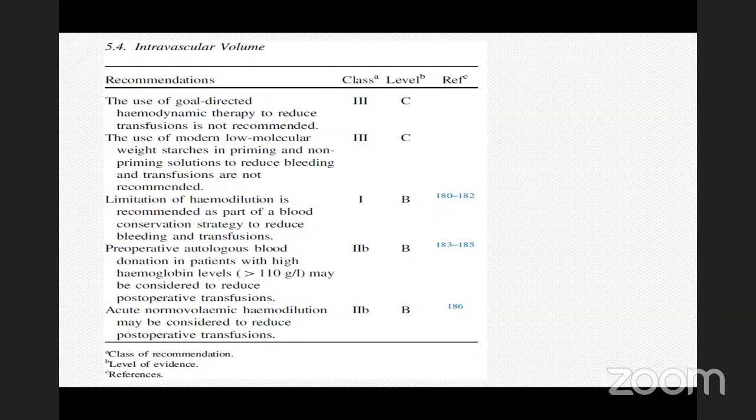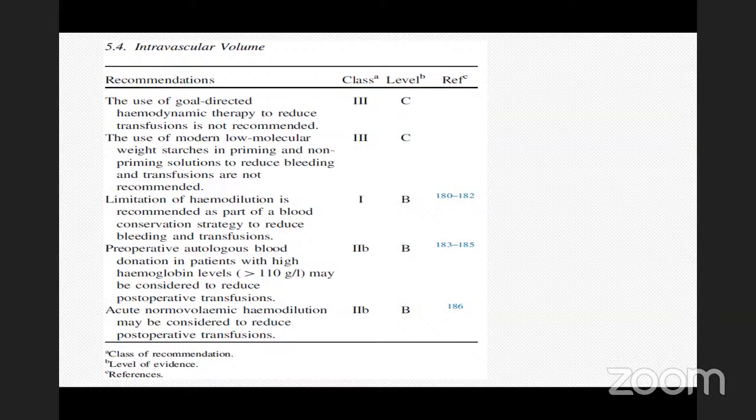The use of modern low molecular weight starches in priming and non-priming solutions to reduce bleeding and transfusion is not recommended as well. This is also weak evidence, class 3, level B. Limitation of hemodilution is recommended as a part of a blood conservation strategy to reduce bleeding and transfusion. This is strong evidence, class 1, level B. Preoperative autologous blood donation in patients with a high hemoglobin level, more than 110 grams per liter, may be considered to reduce postoperative transfusion. This is class 2B, level B.